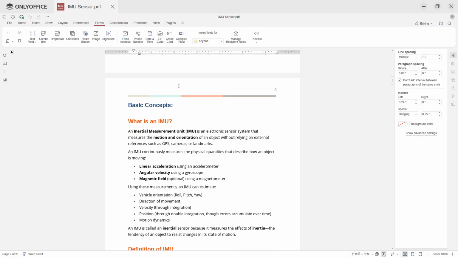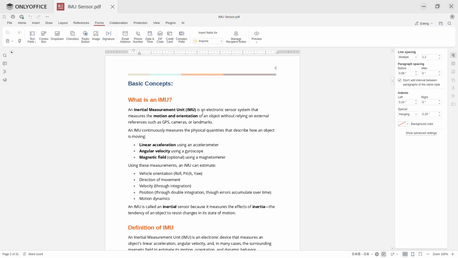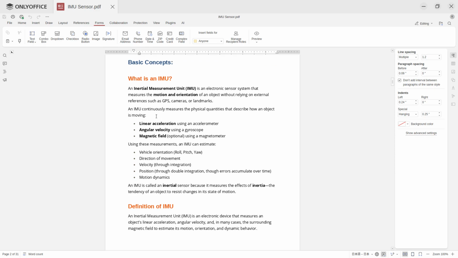Now let's start. We'll now see basic concepts. What is an IMU? An inertial measurement unit, IMU, is an electronic sensor system that measures the motion and orientation of an object without relying on external references such as GPS, cameras, and landmarks. An IMU continuously measures the physical quantities that describe how an object is moving. So what does an IMU actually give? It gives linear acceleration, angular velocity, and magnetic field.